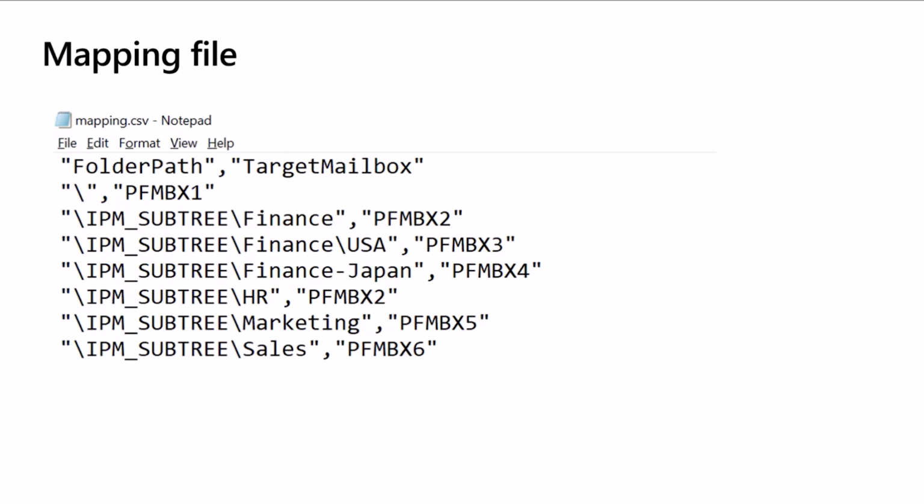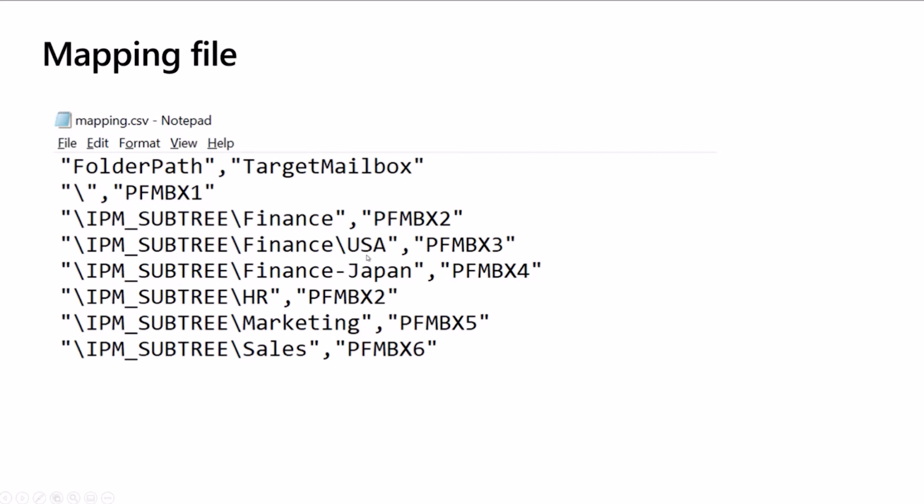Create explicit entry for each public folder present on root to non-primary hierarchy mailboxes. Also, create explicit entry for a public folder that needs to be placed under a different public folder mailbox. As an example here, public folder finance will be migrated to PFMBX2.